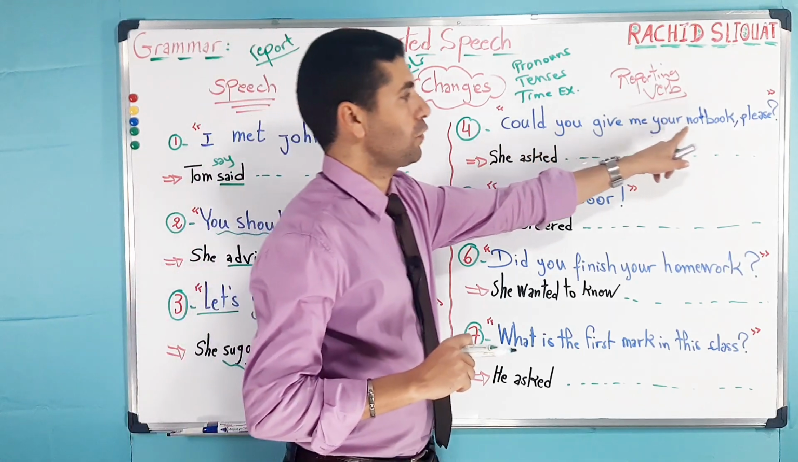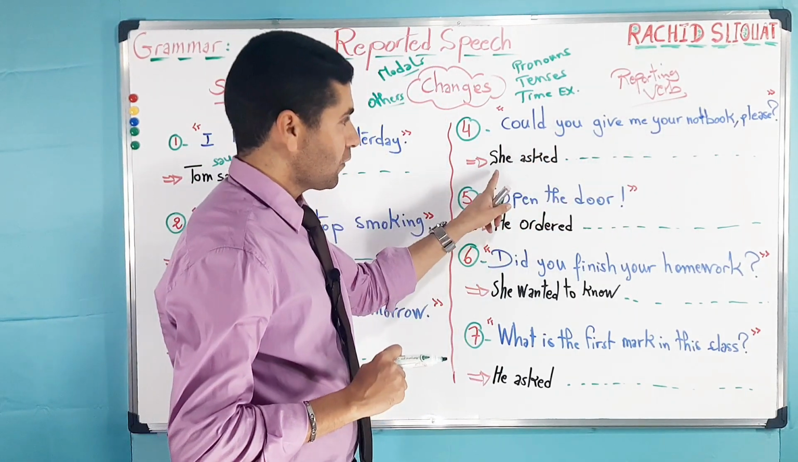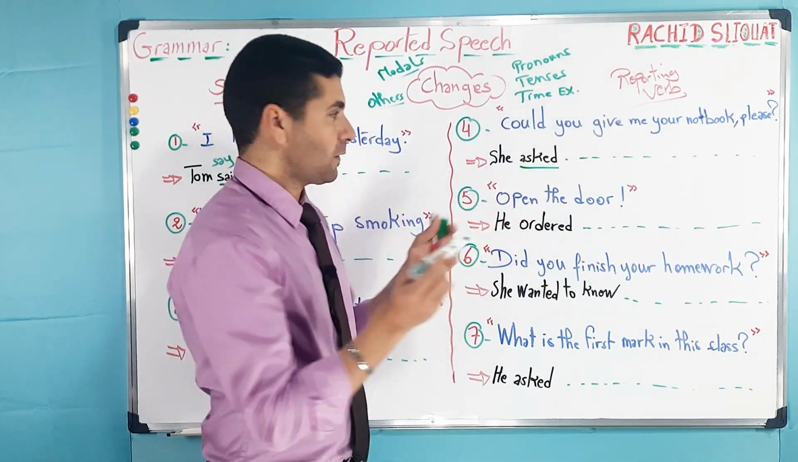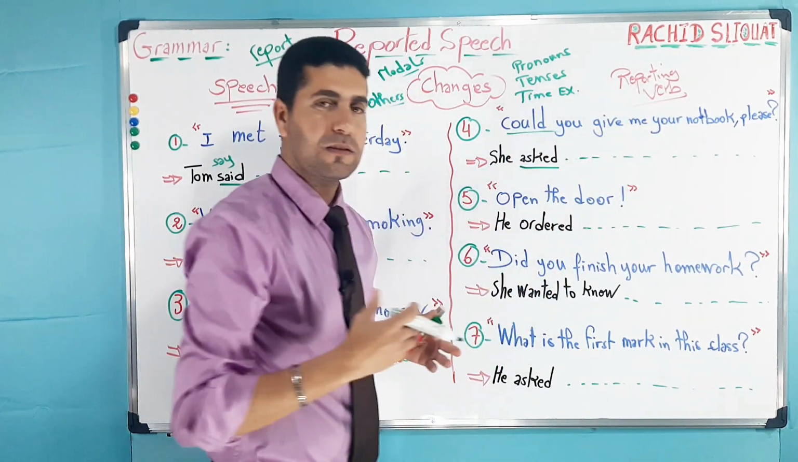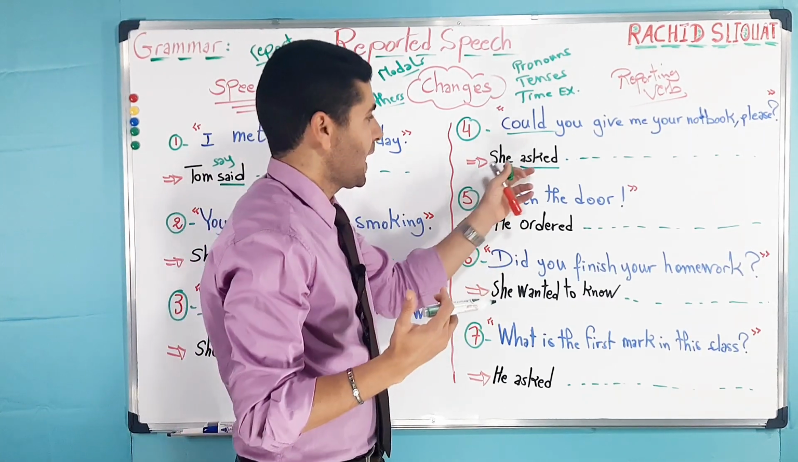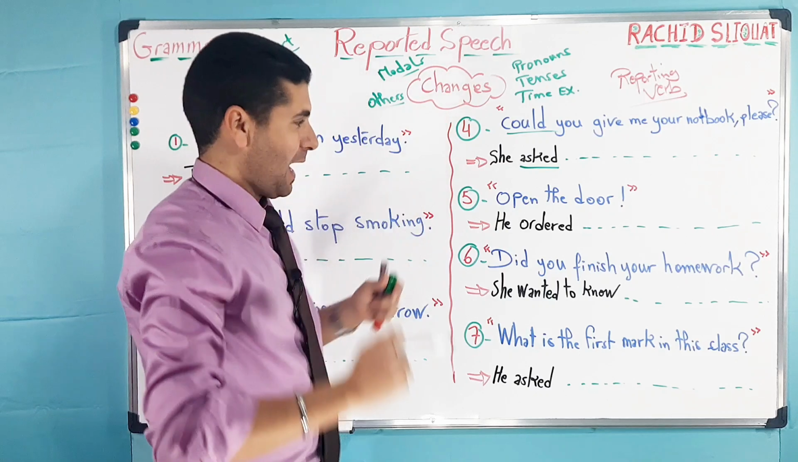Okay, let's go to number 4. Could you give me your notebook, please? She asked. This is the reporting verb, and this is could you please. This is a request, and the verb that we use with the request is most of the time ask. In the past, asked.